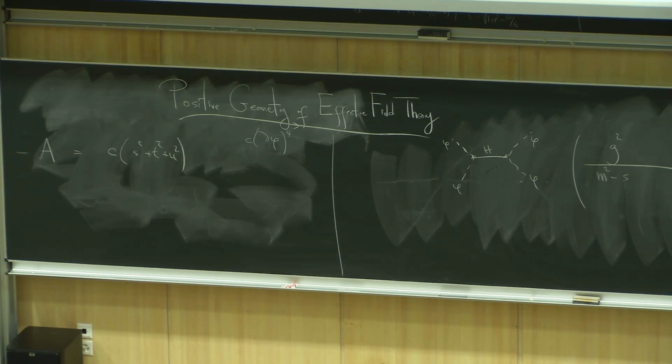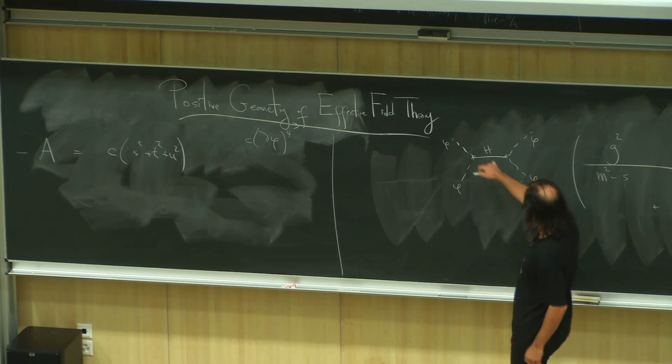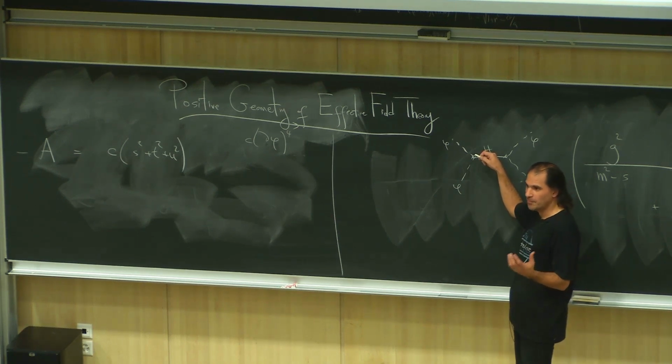All right? Then I have the other channels. So g squared over m squared minus t plus g squared over m squared minus u. And now what I've done here so far is made sure that I have a scattering amplitude that has the property that it has poles when either s, t, or u are equal to the mass of the particle. So that's correct, right? That's what the poles should be.